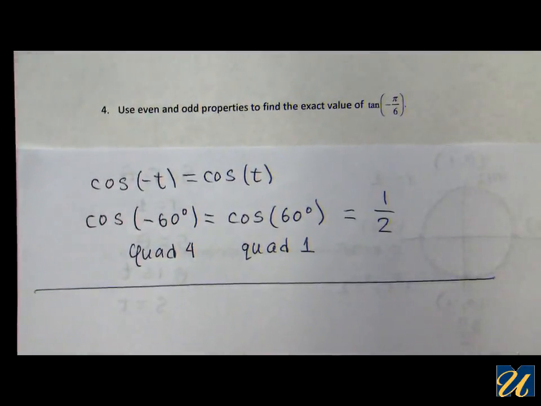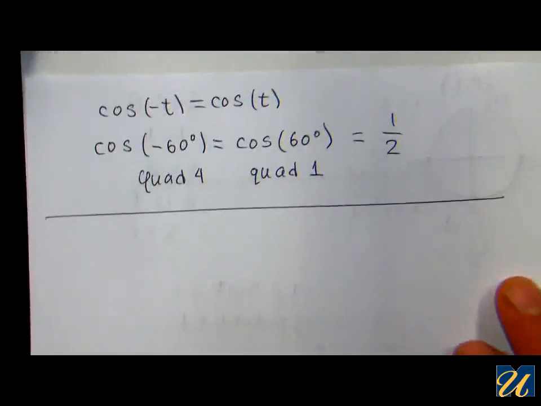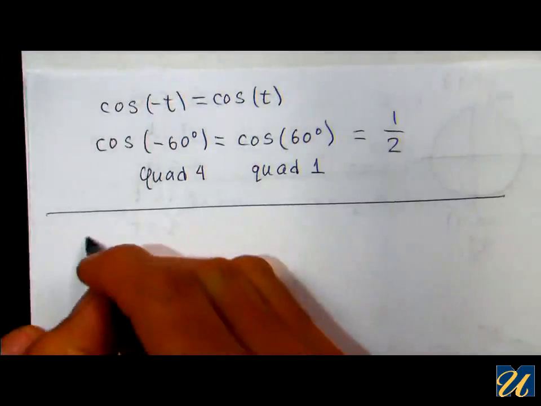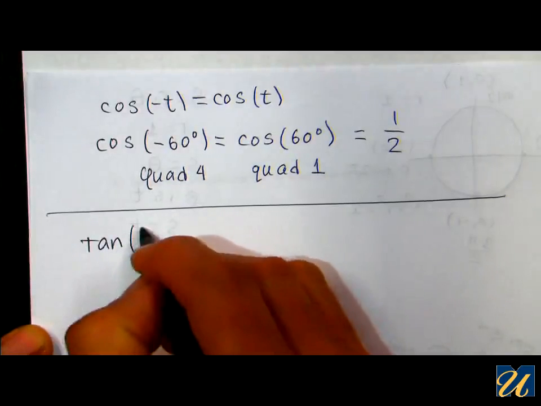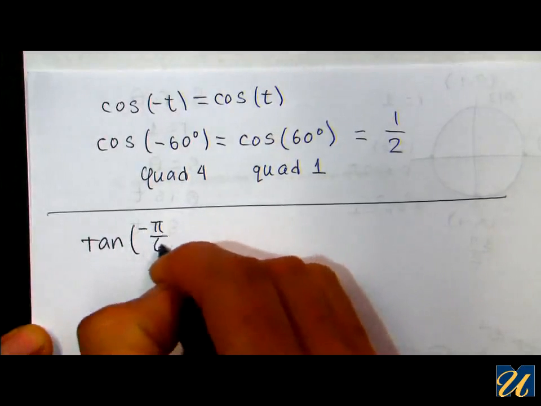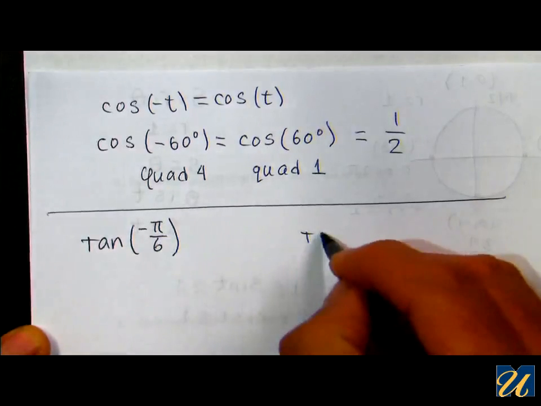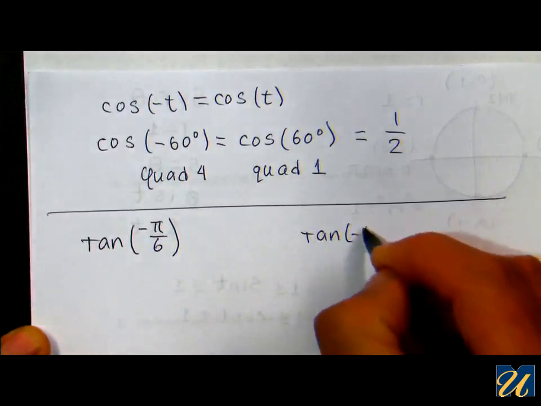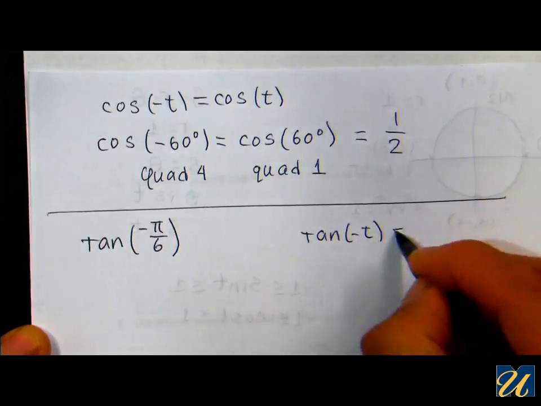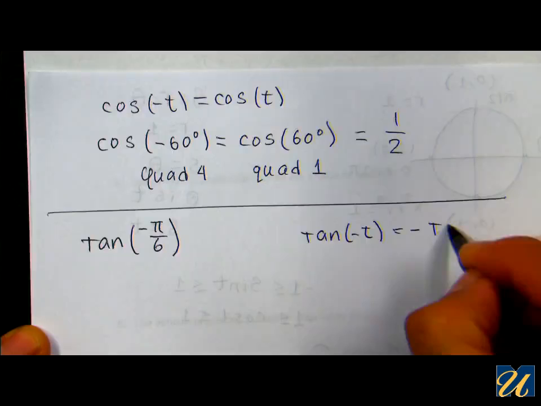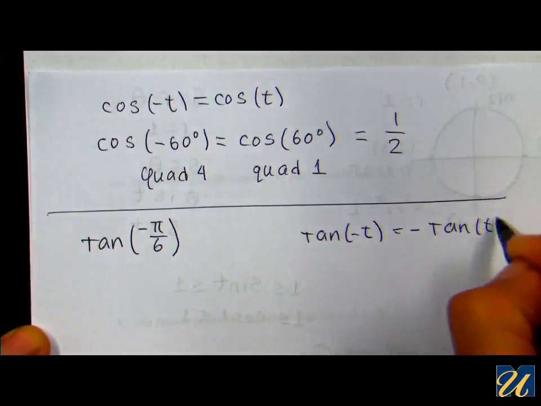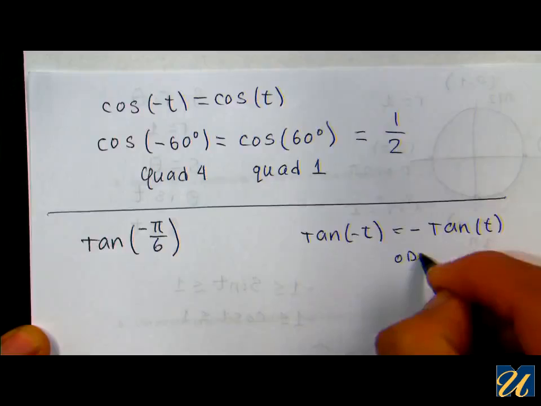Use even and odd properties to find the exact value of tangent negative pi over 6. Okay, so we want tangent negative pi over 6. Well, the tangent of negative t is equal to the negative of tangent t, because it's an odd function.